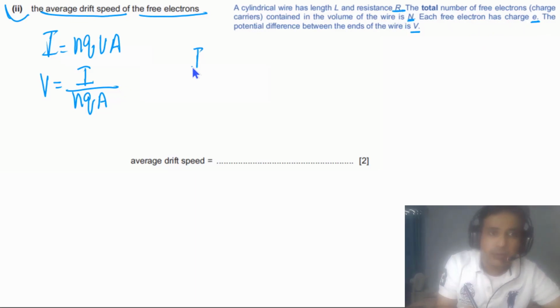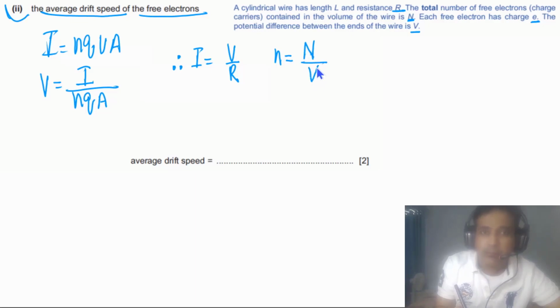So first of all, we can write down I, we have already determined. So I is equal to simply V divided by R. And we have N, so we can say that N is the number of free electrons per unit volume. So we have the total number of free electrons, total number of charge carriers, divided by the volume of the wire. So this is the number density, and Q in this case is equal to e. So we are left with A, the cross-sectional area of this wire. The volume V has to be equal to the cross-sectional area of the wire times the length of the wire.